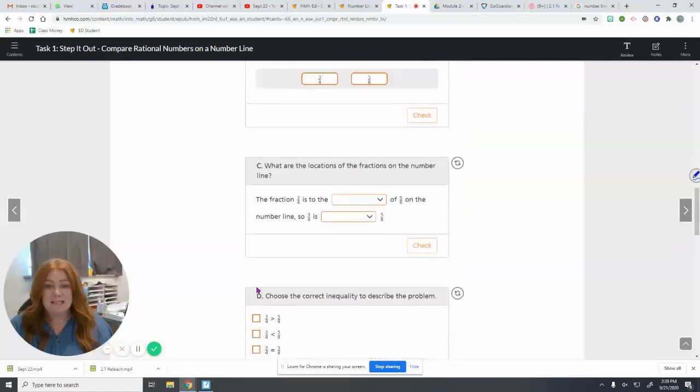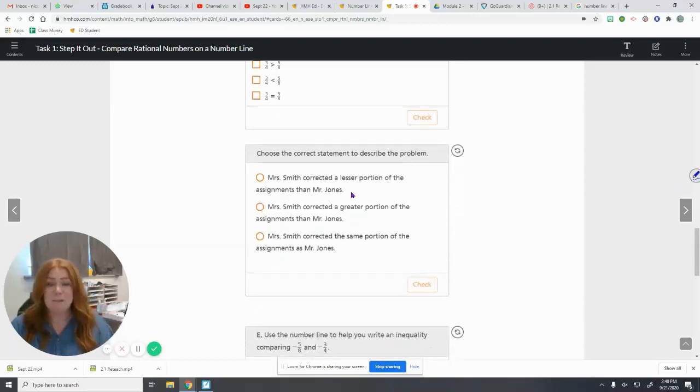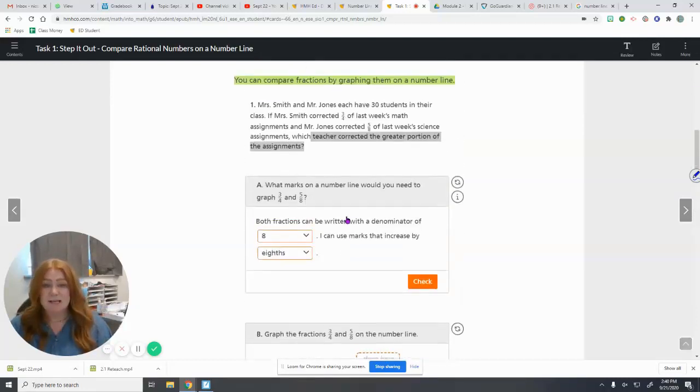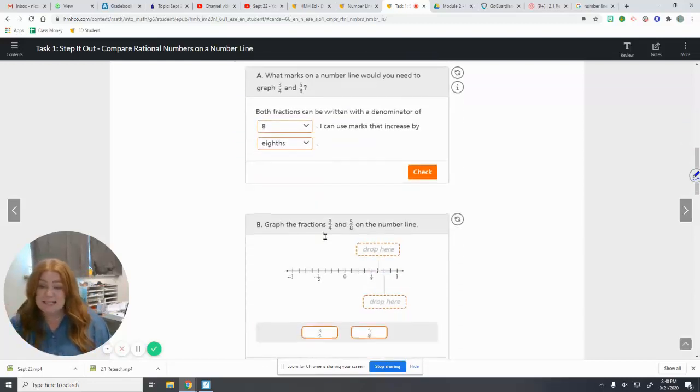Then D asks us to choose the correct inequality to describe the problem. We know that 3/4 is bigger, so the bigger side of our inequality symbol should go toward 3/4. The small side should point toward 5/8. And then we're going to choose the correct statement. Let's come back and make sure we have our teachers correct. We know Mrs. Smith had 3/4, and that was more. So that means Mr. Jones had less.